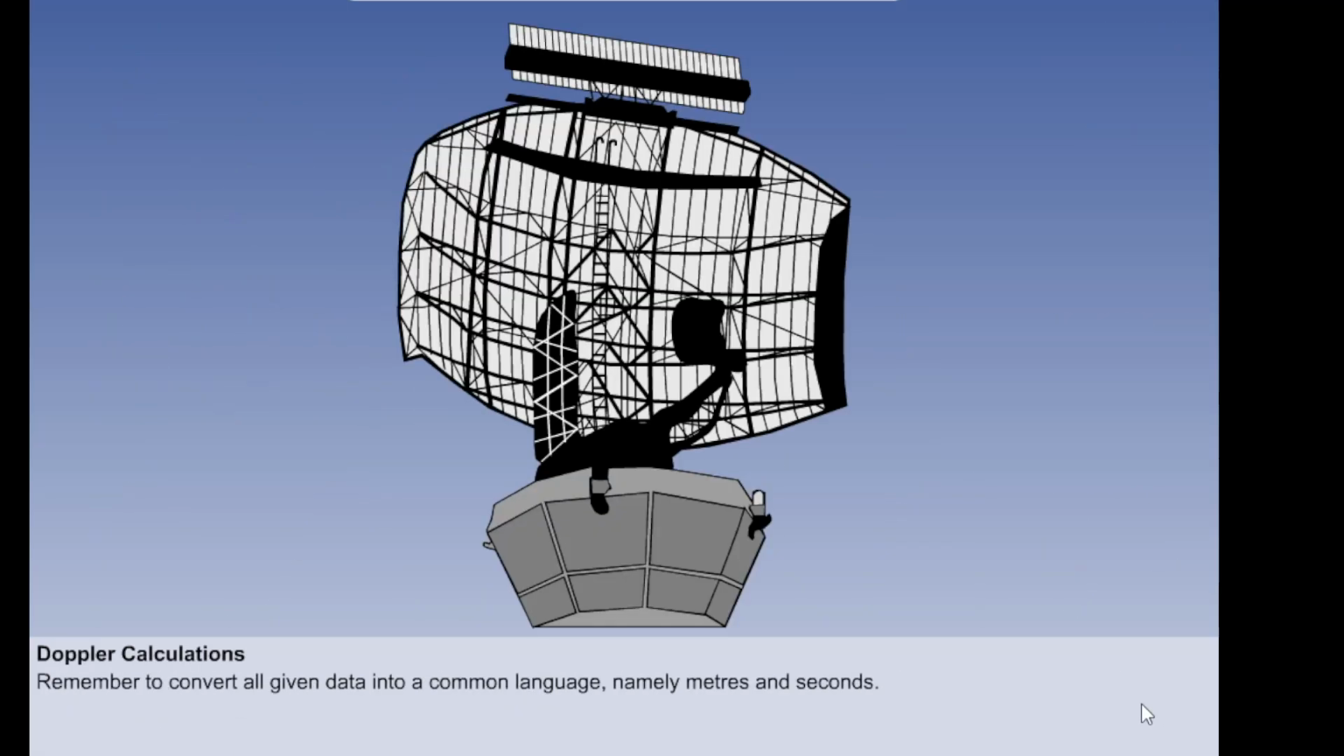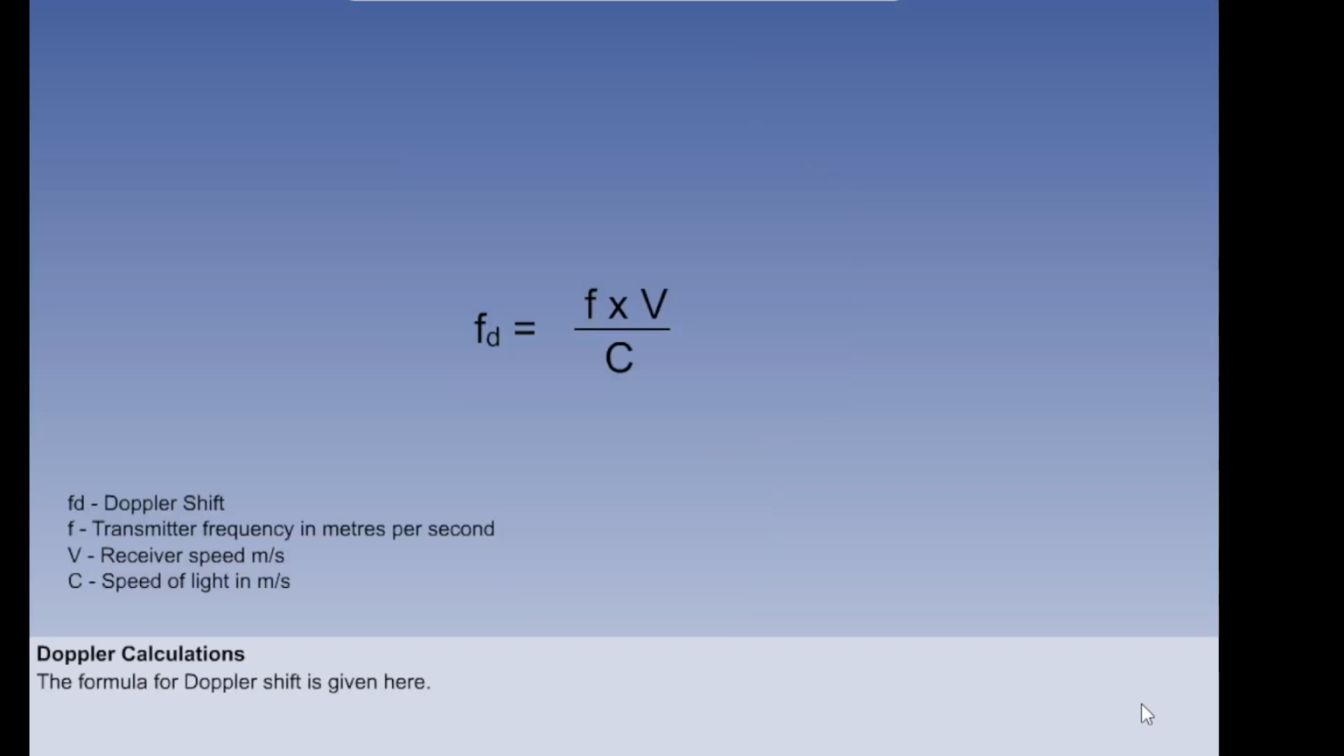Let us now put some numbers to this Doppler shift principle. Remember that all calculations have to be on the basis of meters per second, because frequency and speed of light are described in units per second. The formula for calculating Doppler shift, sometimes called Doppler frequency, FD, is transmitter frequency, F, times receiver speed in meters per second, V, divided by the speed of light in meters per second, C.